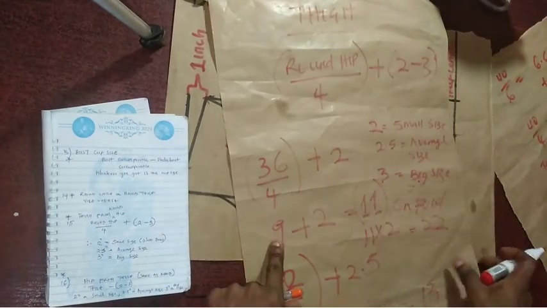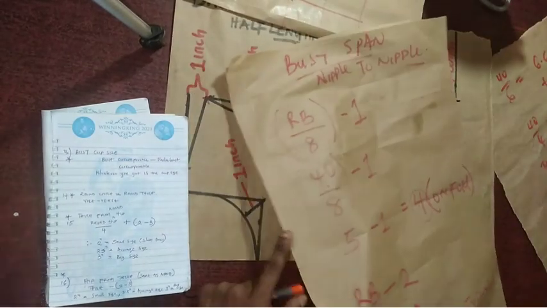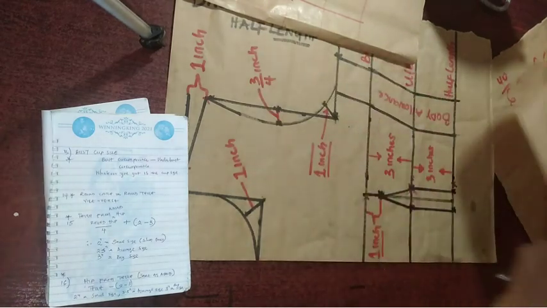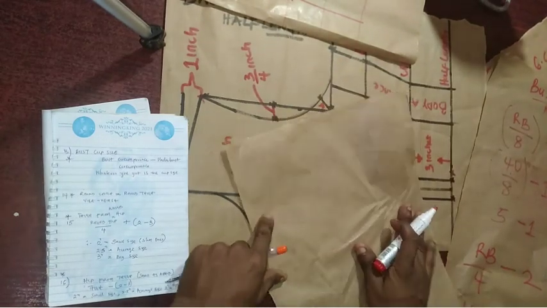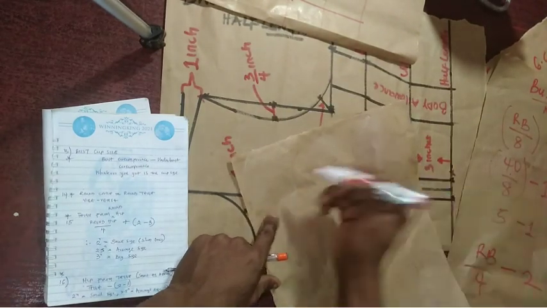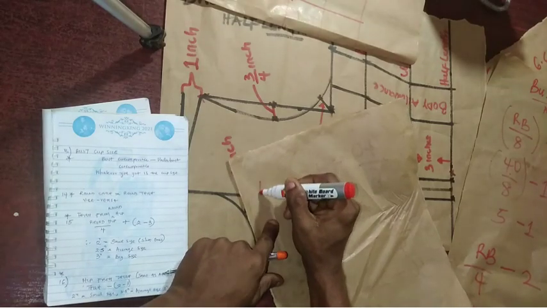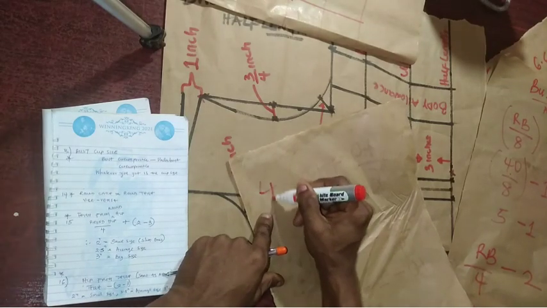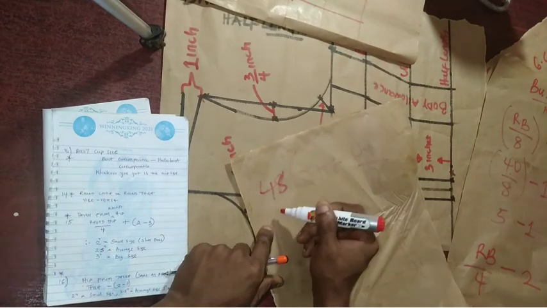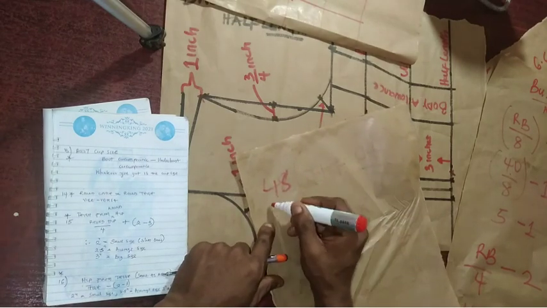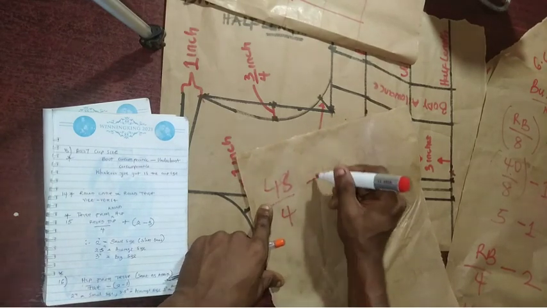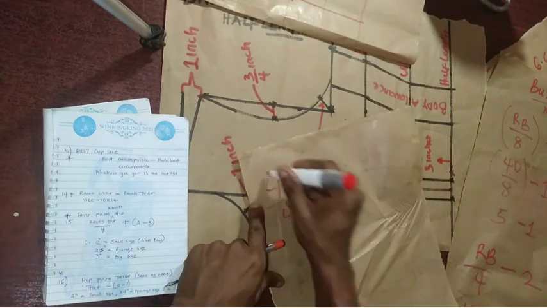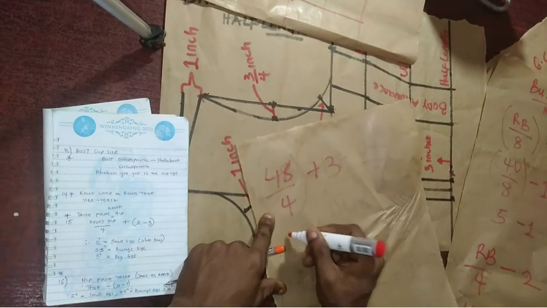So let's move over to the big size, which is 3 inches. For somebody who is on the bigger size level, let's say the hip is 48. Do you understand? Now all we are going to do is 48 divided by 4, then plus 3 inches.